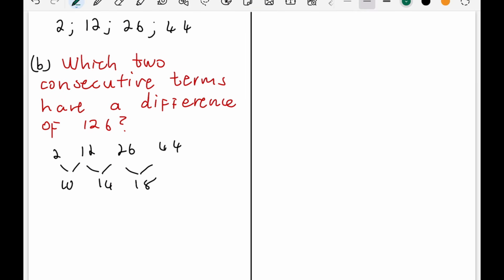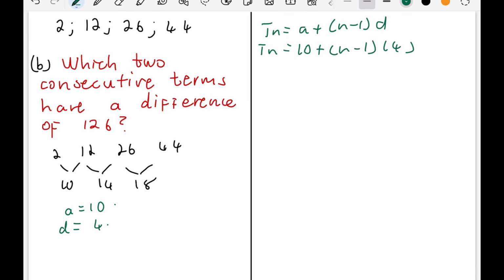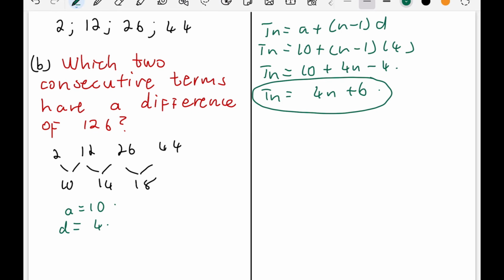Well, A is 10, D is 4. Tn is equal to A plus n minus 1 times D. So Tn is equal to 10 plus n minus 1 times 4. Tn is therefore equal to 10 plus 4n minus 4. Tn is therefore equal to 4n plus 6. This is the general term for this pattern.